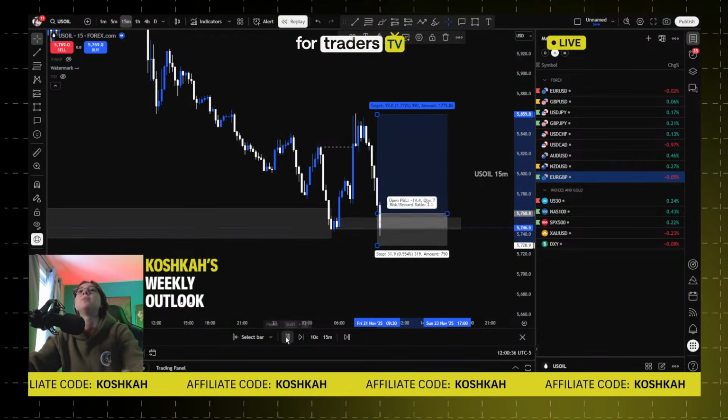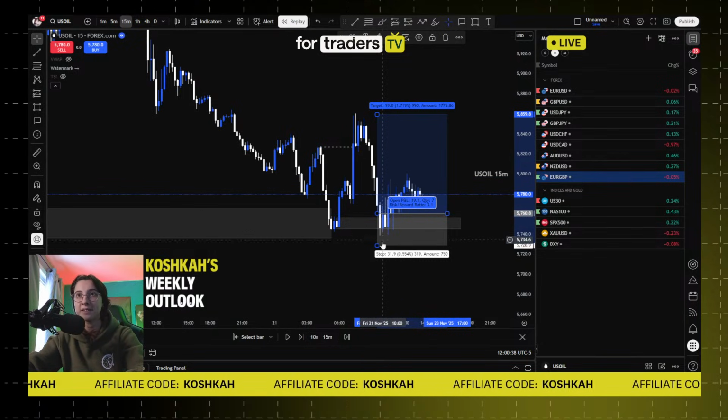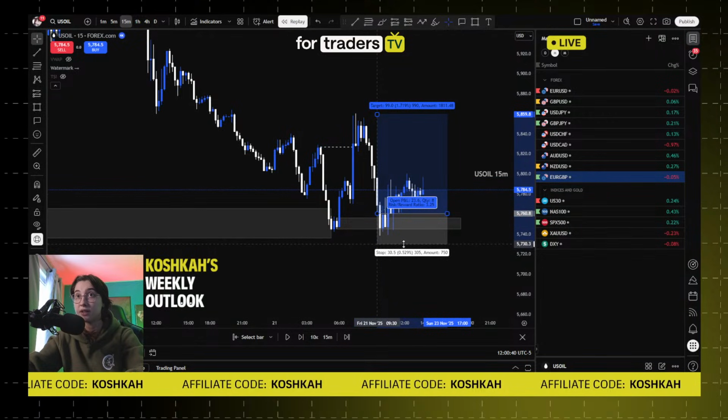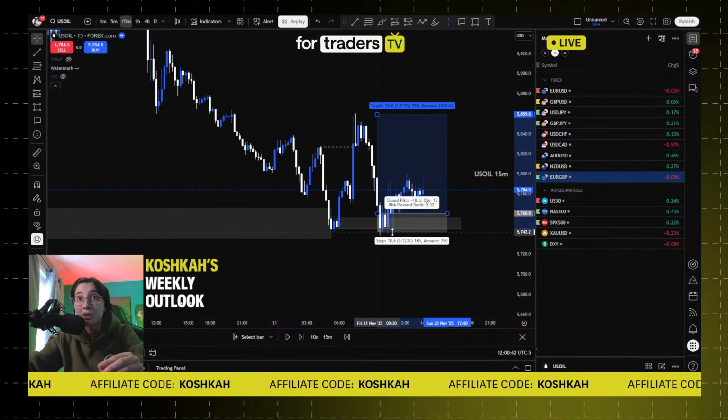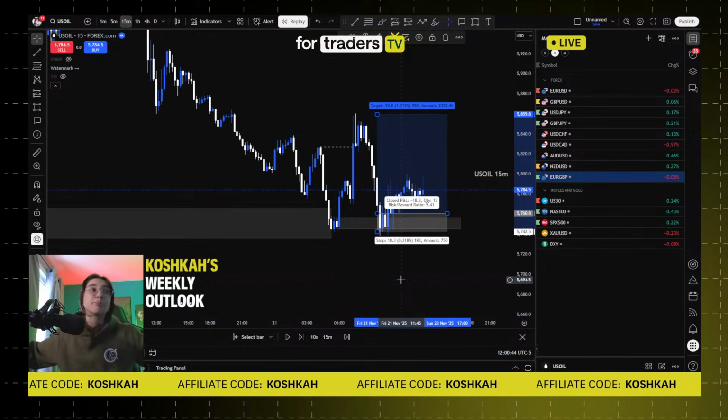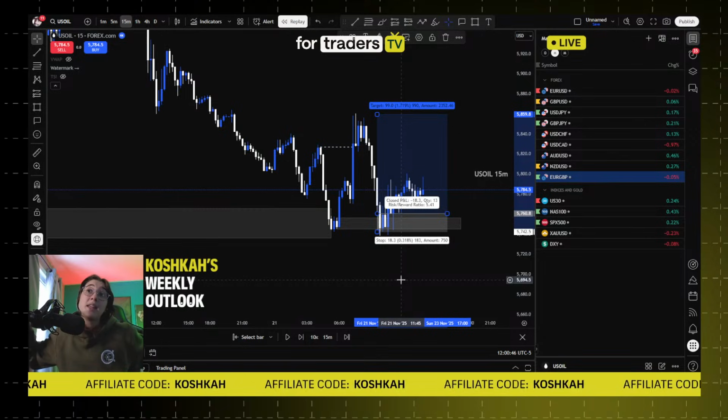Because see what's going to happen. This is the entry, by the way. This is the entry we got in. You see perfectly we got in right here. If you place your entry and your stop loss too tight, too bad, you're out.